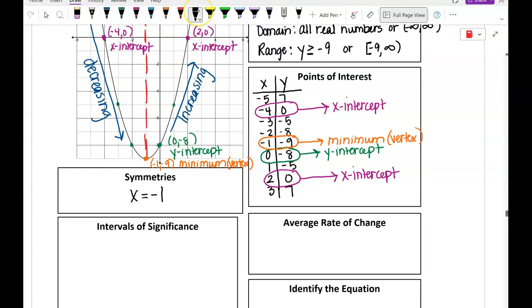So here for decreasing, again, all of these intervals of significance are talking about the x-axis. We're decreasing from -infinity until -1 because -1 is the x-coordinate of the vertex. And then we are increasing from -1 to positive infinity, because once we start increasing, the graph is going to keep going up at that point.